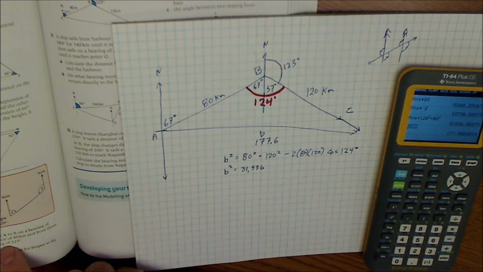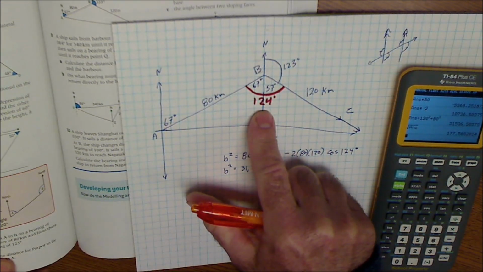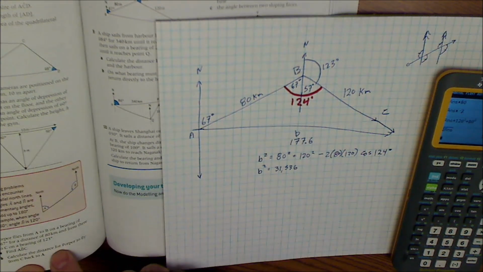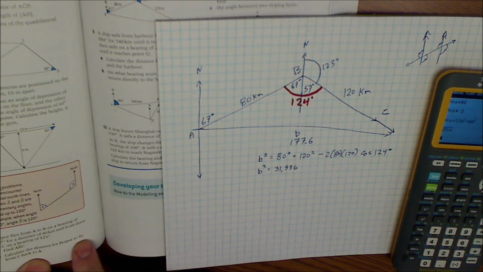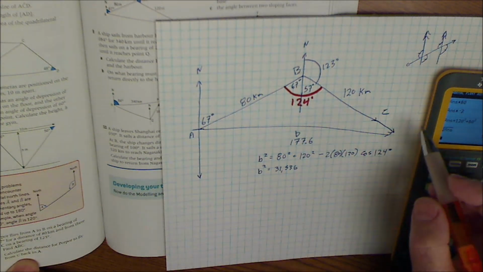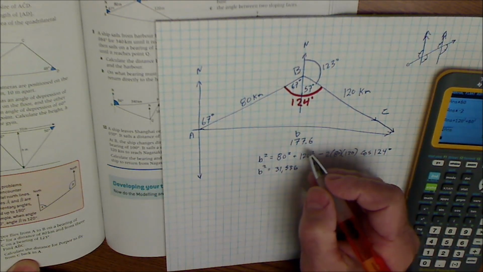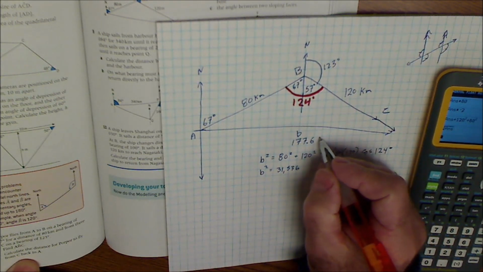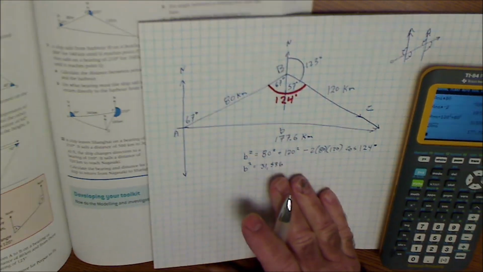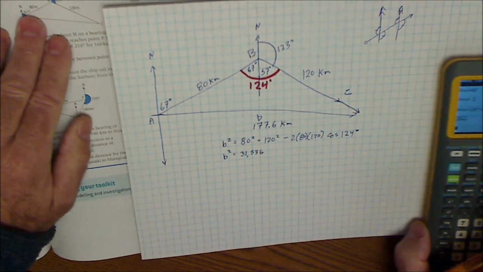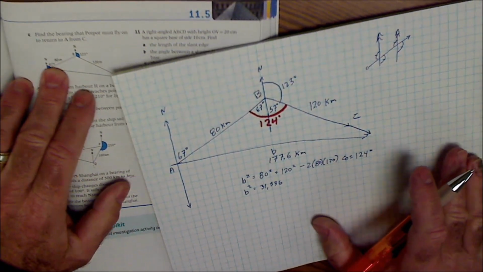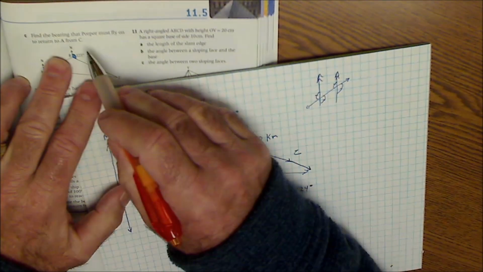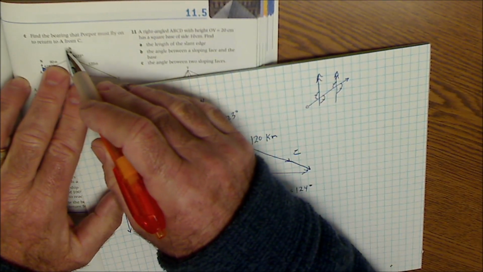Part A, find angle ABC. That's 124 degrees. Part B, calculate the distance for Porpor to fly from C to A. From C to A is 177.6 kilometers. And then part C, find the bearing that Porpor must fly to return to A from C.